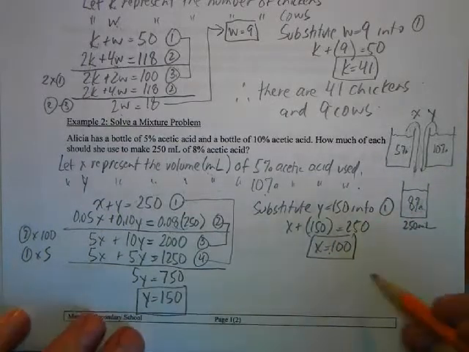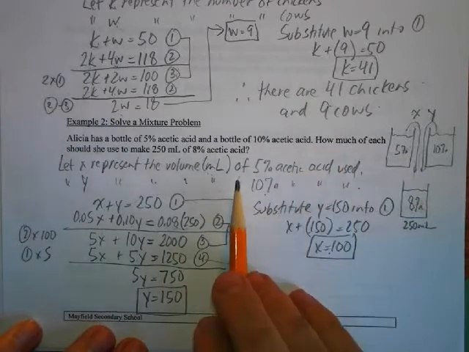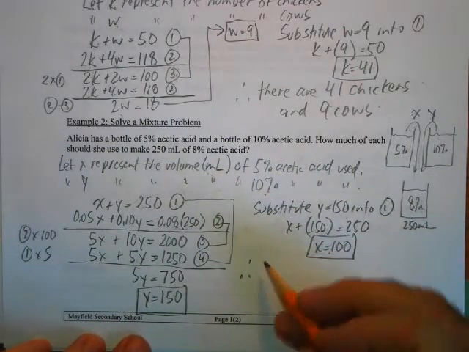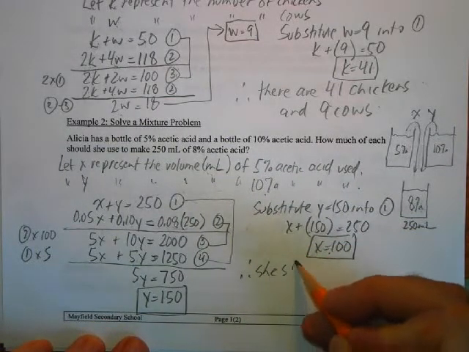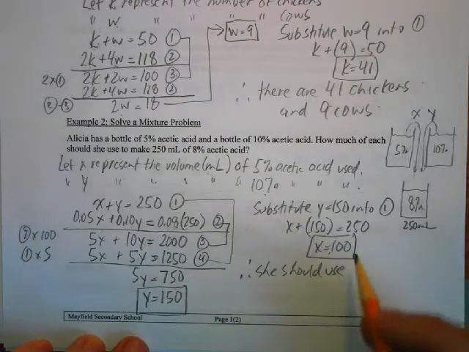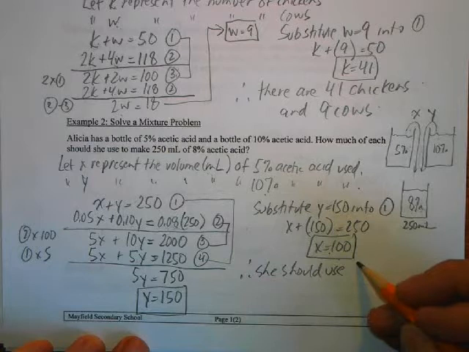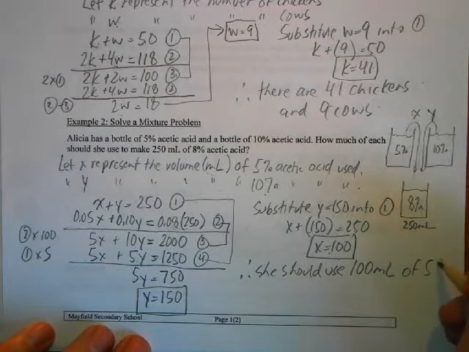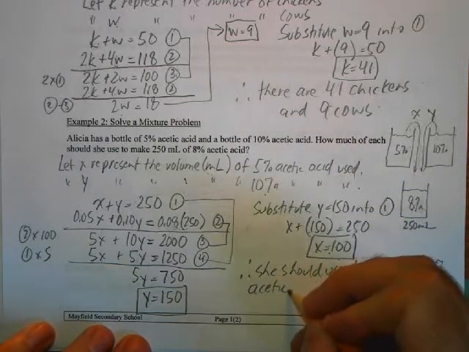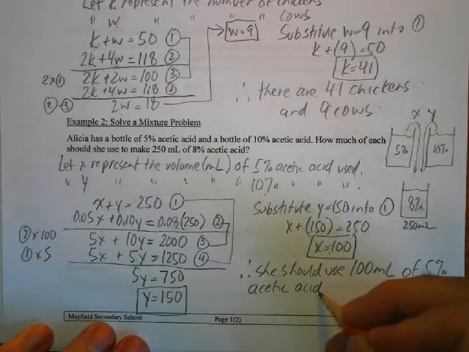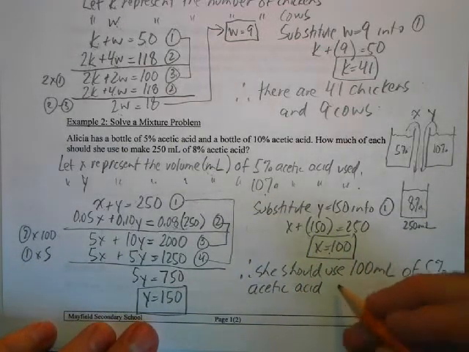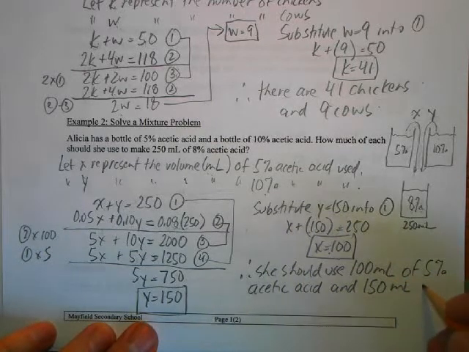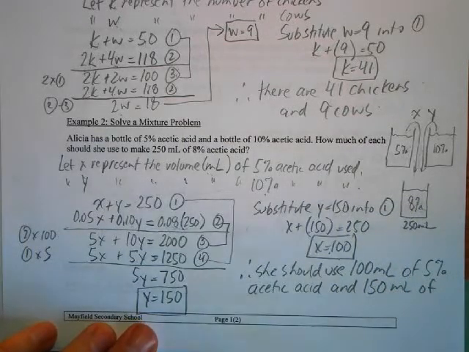Okay, so let's round this off. Remind ourselves of the question: how much of each should she use? Therefore, she should use, let's do the x first. So x is the milliliters of the 5% acetic acid. That was the x, and the y is 150 milliliters of 10% acetic acid.